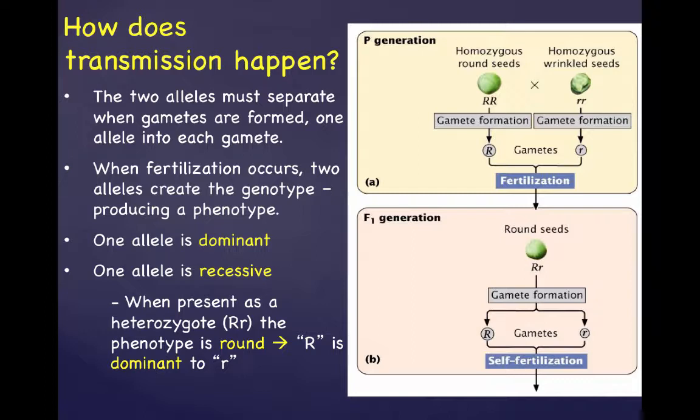So we know that we have this dominant and recessive phenotype and that is going to be present. And we now know that even when we have a heterozygote genotype, like a big R and a little r, the phenotype ends up being round. So that indicates that the big R allele is dominant, and the little r is recessive.